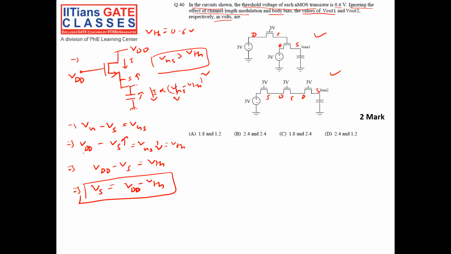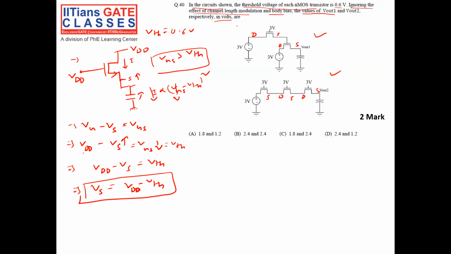There will not be any charging in the capacitor, right? So the VGS will go on decreasing until it reaches VTH. Up to that point, the current will flow and the source potential will increase. Once it reaches VTH, the source potential will remain constant because there is no current. So my source will be VDD minus VTH.